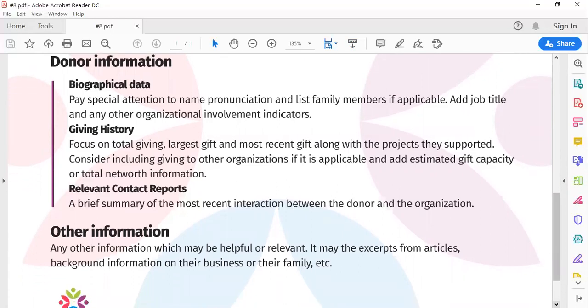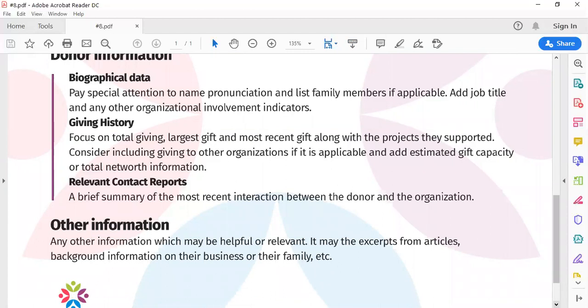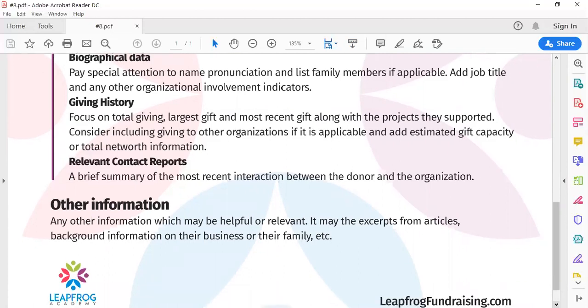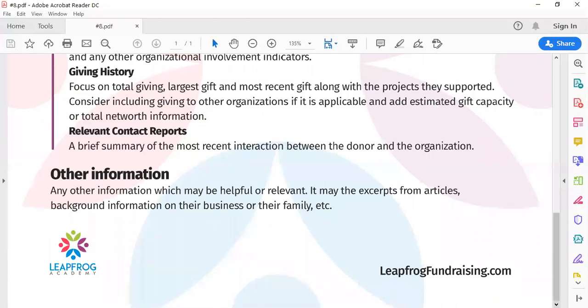For example, it could be an article or a quote they gave in an interview, some background information, or their business if it's something a little more complicated or technical, or their family if they have multiple connections with your organization, for example. So that's where this information would go, because it's good to know, but it's probably the last thing that people are going to read.